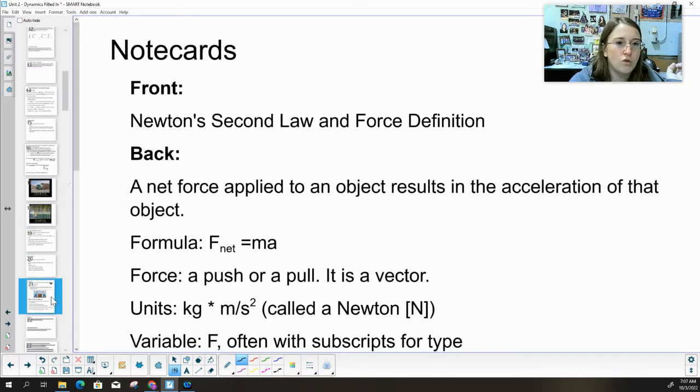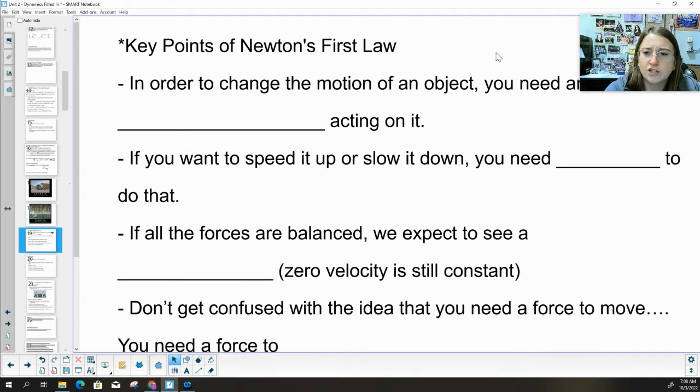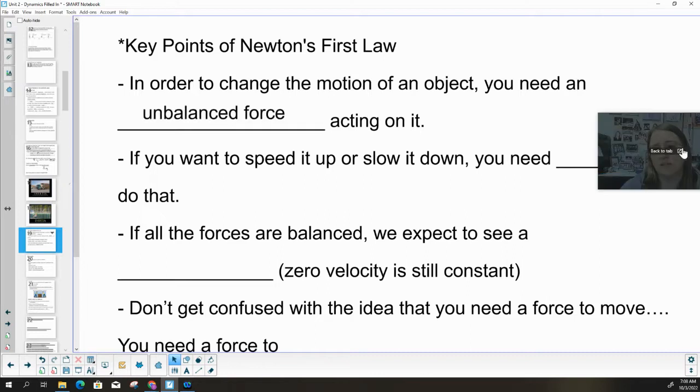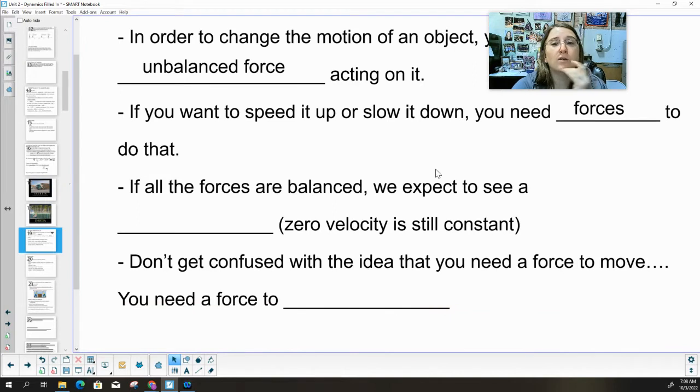Okay, so 2 more slides we're doing here. 1 more slide and then one more note card. So key points of Newton's first law. In order to change the motion of an object, you need an unbalanced force acting on it, right? So what that means is if you want to speed it up or slow it down, you need forces to do that. And that's going to lead us into Newton's second law. Now, if all the forces are balanced, which means I can push one way, but if I push equally back the other way, yeah, that's a balanced force. Yeah, there's no one way or another.